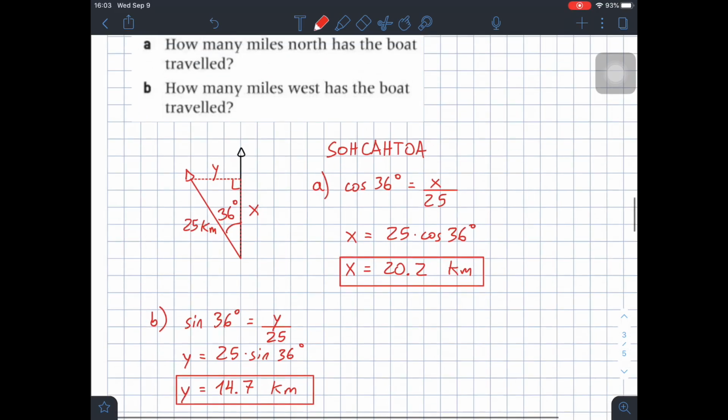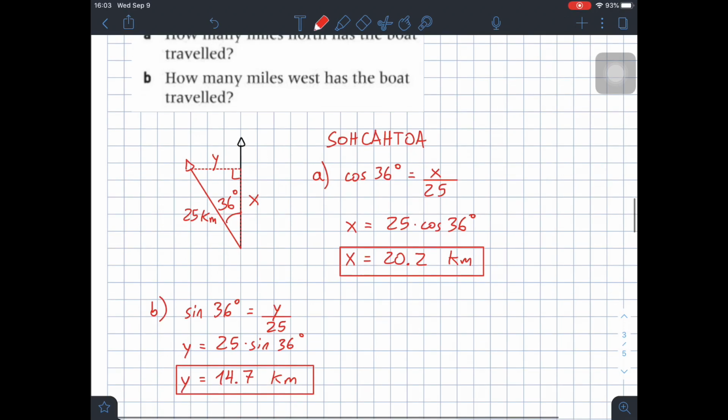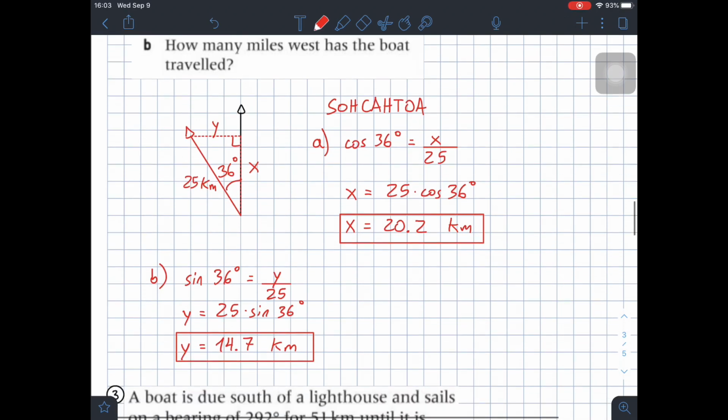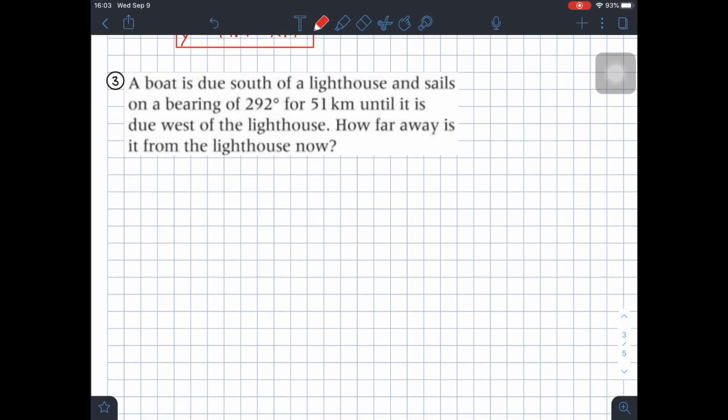Okay, so it's easy, right? Whenever you do the sketch first, these types of problems become much easier. Now let's see this last one. It says, a boat is due north of a lighthouse and sails on a bearing of 292 degrees for 51 kilometers until it is due west of the lighthouse. How far is it from the lighthouse now?